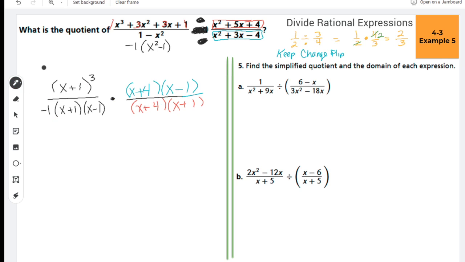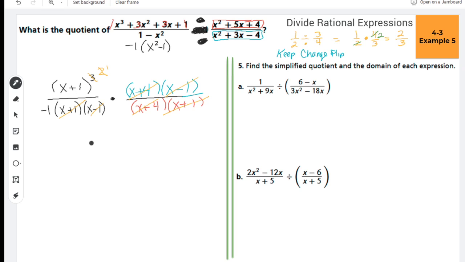Now I'm going to look for common factors that I can get rid of. I see my x plus 4s. I see an x minus 1. Now I'm going to change this 3 to a 2, so I'm borrowing one of these x plus 1s to get rid of that x plus 1, and then I'm going to change that 2 to a 1 to get rid of that x plus 1. So there's still one x plus 1 here in the top, and there's still a minus 1 in the bottom.